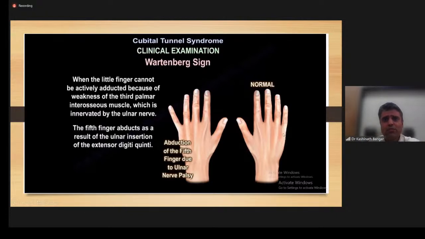Okay. What are the various signs? Wartenberg sign is positive. So this is a normal hand, and as you can see, the little finger cannot be actively adducted because of the weakness of the third palmar interosseous muscle, which is innervated by the ulnar nerve. And that's why abduction of the fifth finger due to ulnar nerve palsy is called Wartenberg sign.